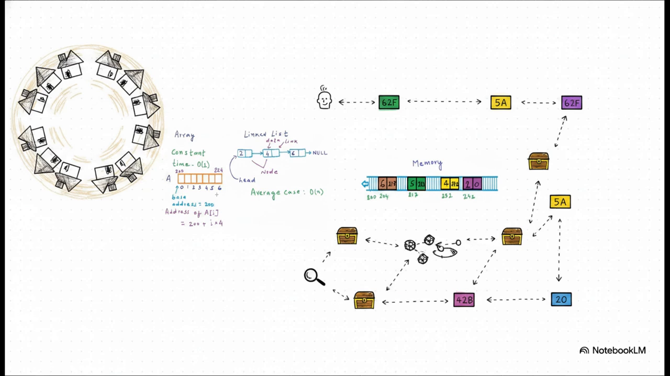Each piece of data lives in a node, and for every single node, you have to store not just the data itself, but also an extra pointer that holds the exact address of the next node in the sequence. Because they're scattered all over the place, you can't just magically jump to the middle of a linked list. You actually have to start at the head and visit every single house sequentially to find the one you want. That takes O of n time.